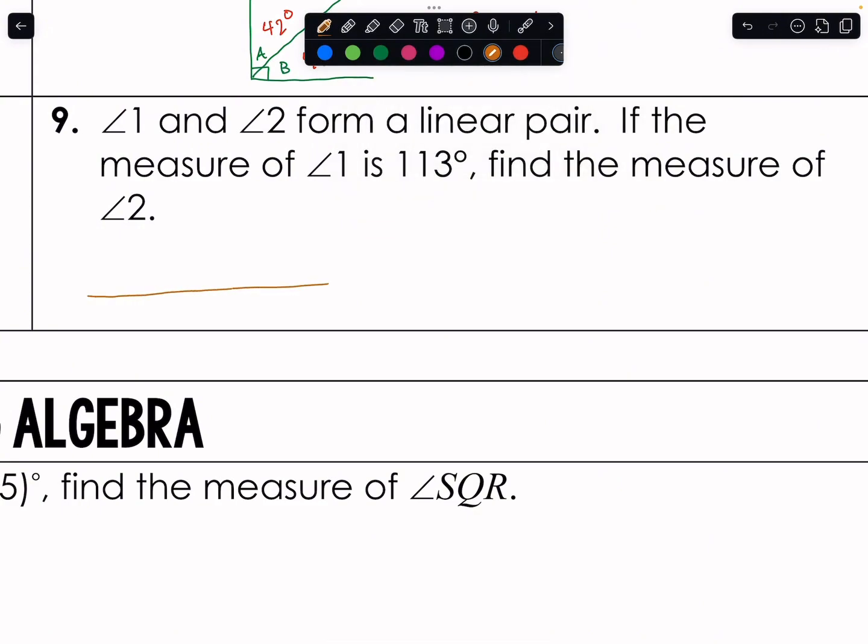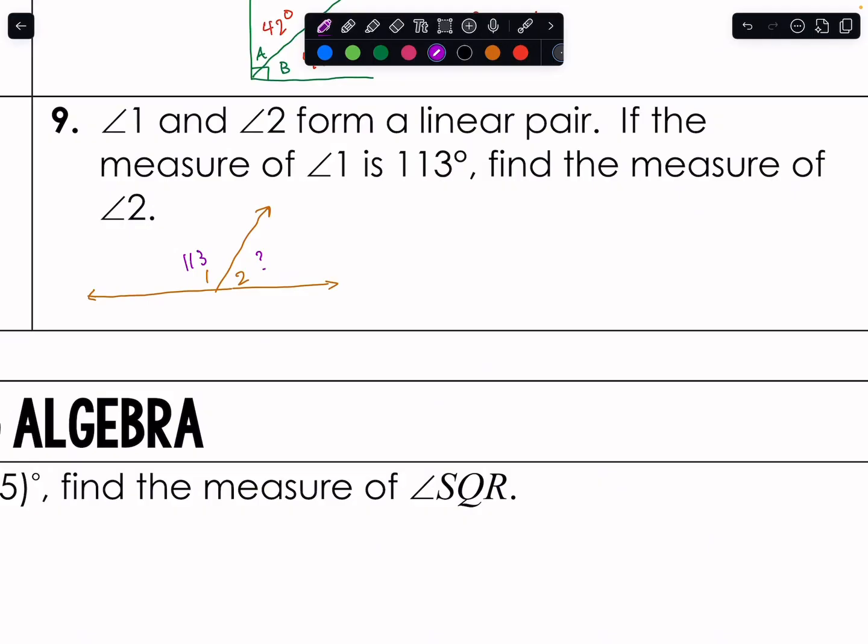They form a linear pair, which means that it's something like this because the two angles end up making a straight line. Let's do angle 1 here and angle 2 there. And it says the measurement angle 1 is 113. We have to find the measurement of angle 2.